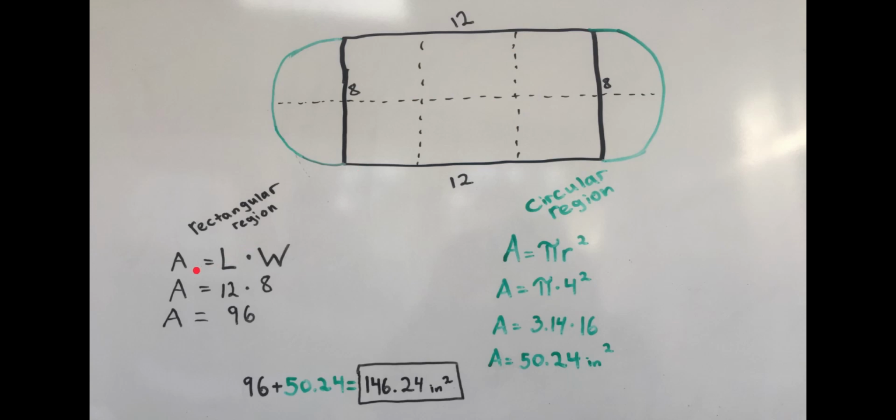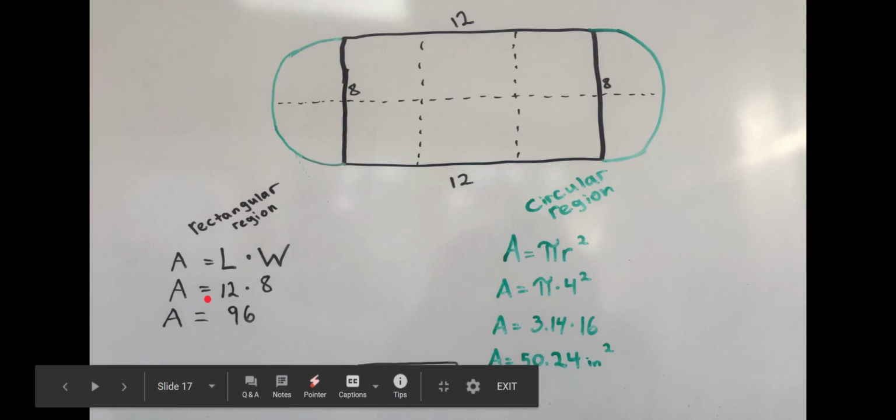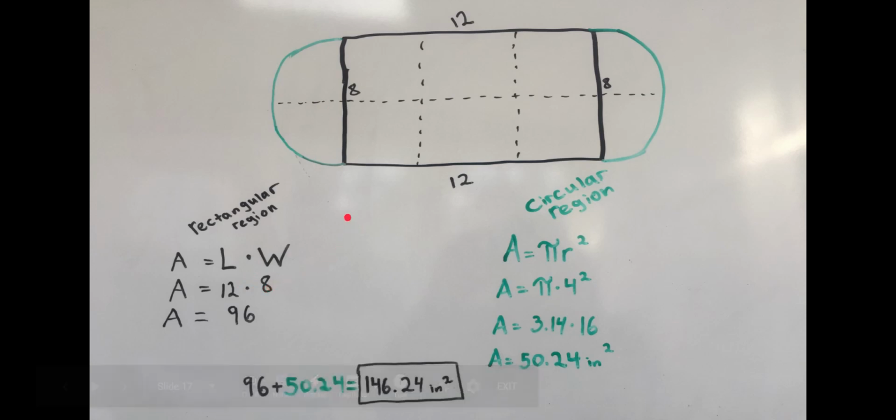Okay, so the formula for area of a rectangle, please write this down, is A equals length times width. A equals length times width, all right? So now our second line is where we substitute. A equals 12, 12 is our length, times 8, 8 is our width. 12 times 8 is 96. All right, make sure you are writing this down.